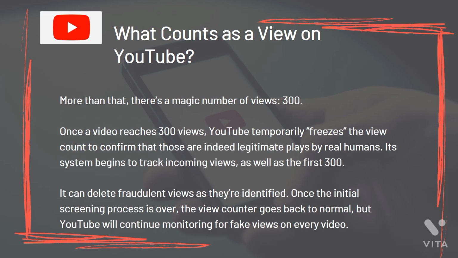More than that, there's a magic number of views, 300. Once a video reaches 300 views, YouTube temporarily freezes the view count to confirm that those are indeed legitimate plays by real humans. Its system begins to track incoming views as well as the first 300. It can delete fraudulent views as they're identified. Once the initial screening process is over, the view counter goes back to normal, but YouTube will continue monitoring for fake views on every video.